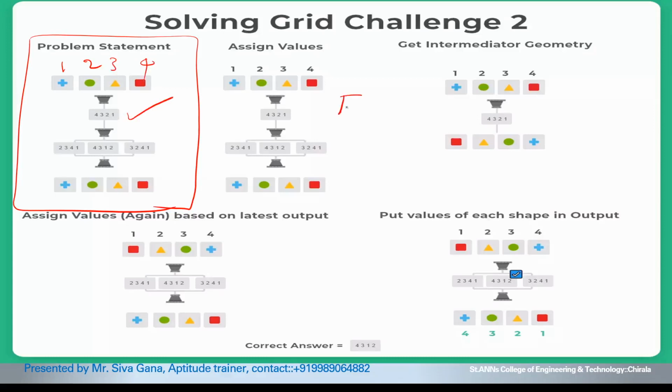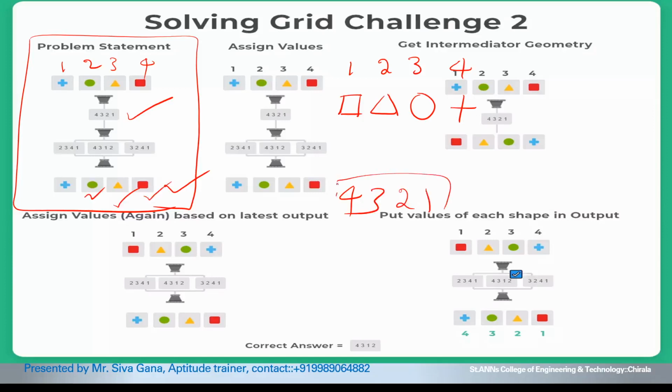Here 4 is rectangle, 3 is triangle, 2 is circle, 1 is plus. This is the intermediate output. For this intermediate output, again I'm assigning the values 1, 2, 3, 4, and this is our actual final output. Plus is 4, then circle is 3, then triangle is 2, and then rectangle is 1. So this is the final output that you need to drag.